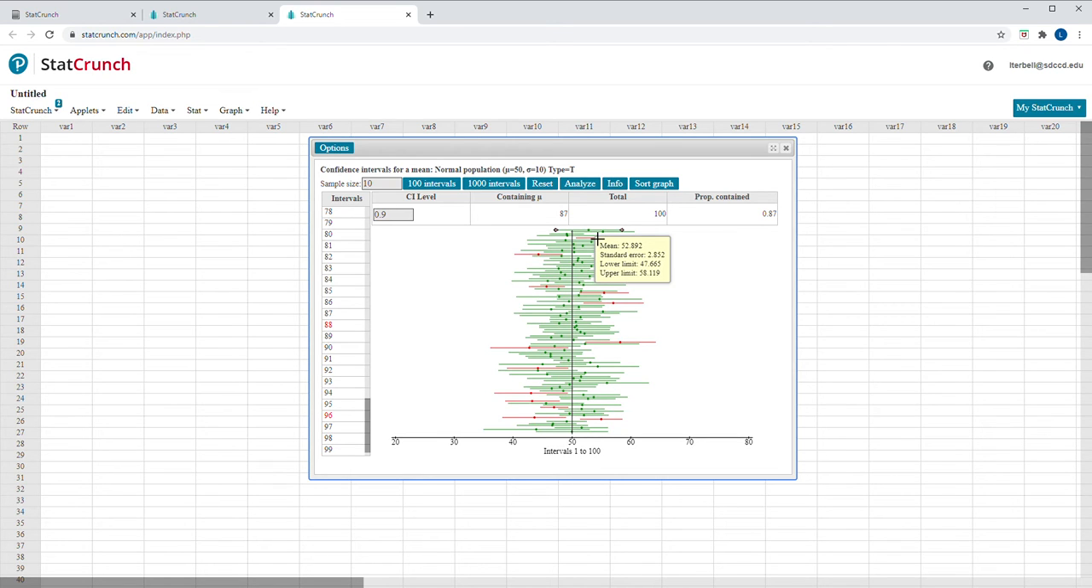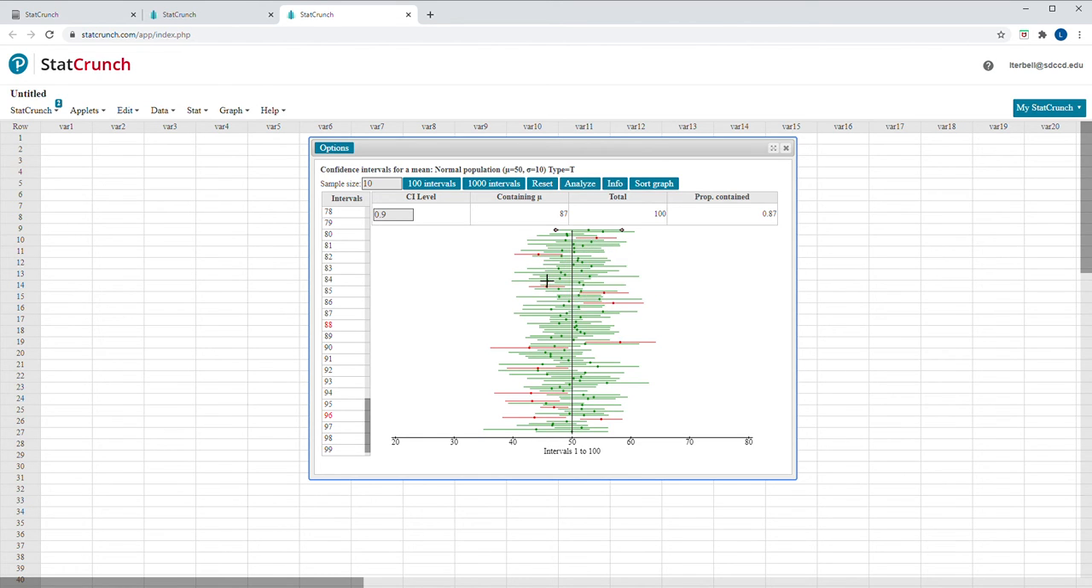Remember the population mean is 50, but the mean of the simulated sample says here, 52.892. And the standard error is 2.852. The lower limit is 47.665. The upper limit is 58.119. So because 50 is in between the lower limit and the upper limit, the confidence interval contains the true population mean.